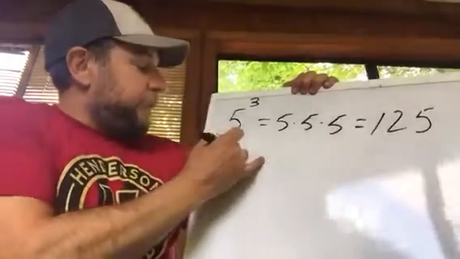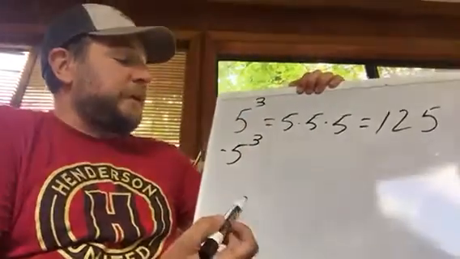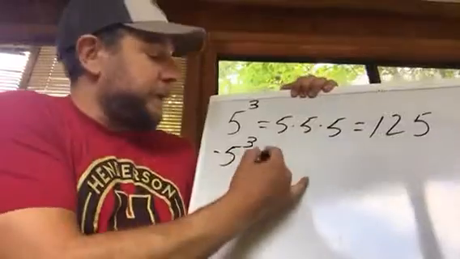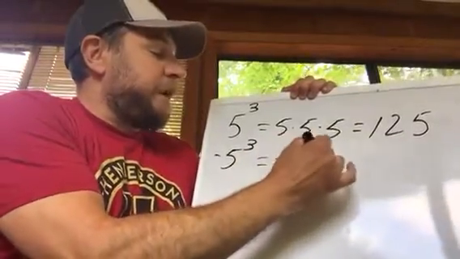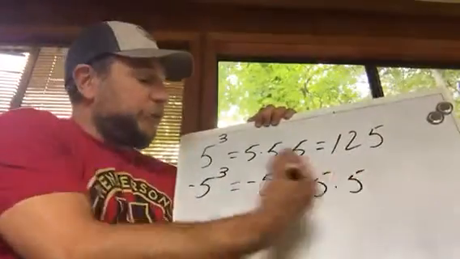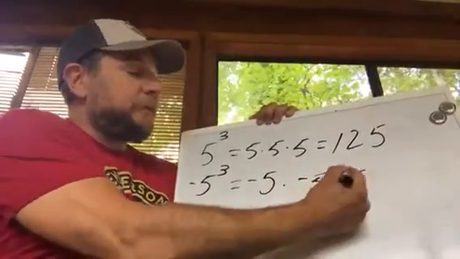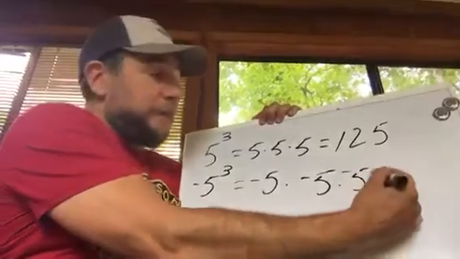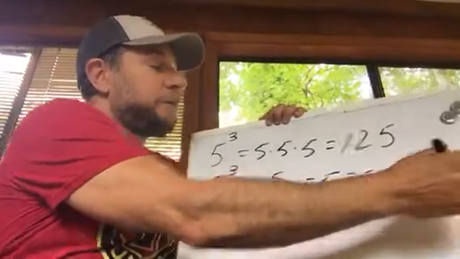Also, if we have negative 5 to the third, it means I have negative 5 three times. So writing that out, negative 5 times negative 5 times negative 5. Now we follow our integer rules. Negative times the negative is positive. Positive times the negative, again, does change this back to negative 125.